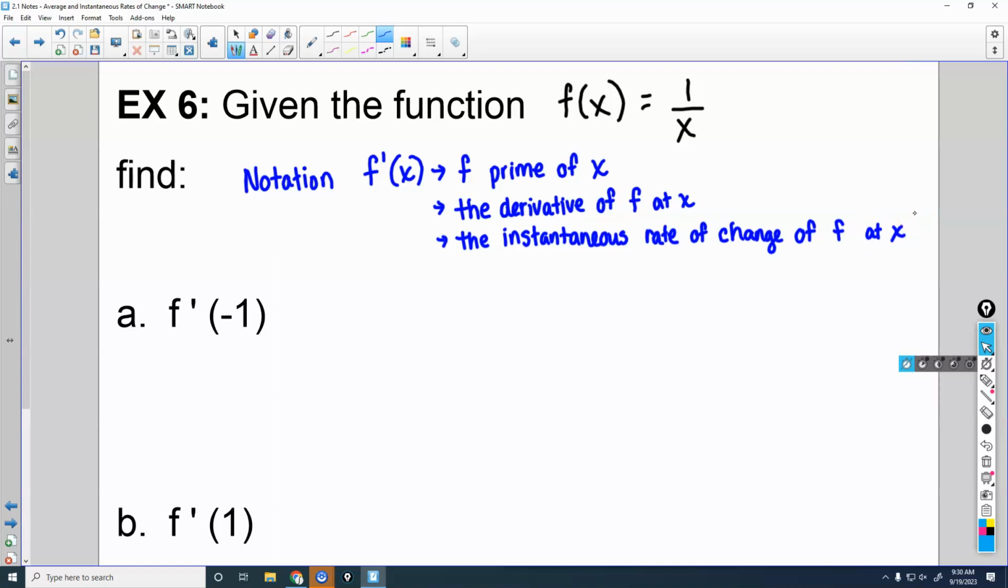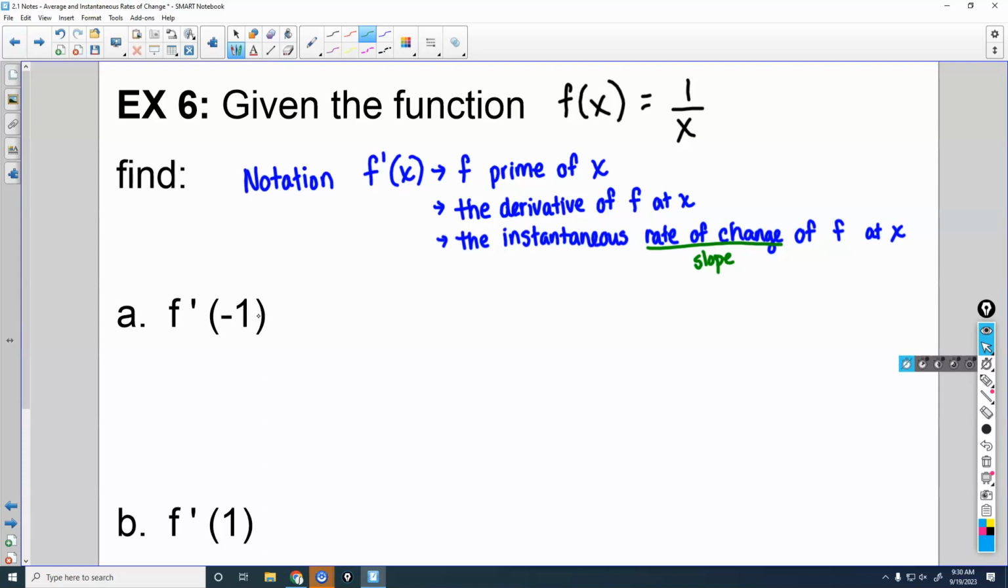So you're talking about the instantaneous rate of change. Remember, rate of change, you can also just think of that as slope. Right, so you're looking at the slope of that graph at a single point. So when you see f prime of -1, this means the instantaneous rate of change at x equals -1.